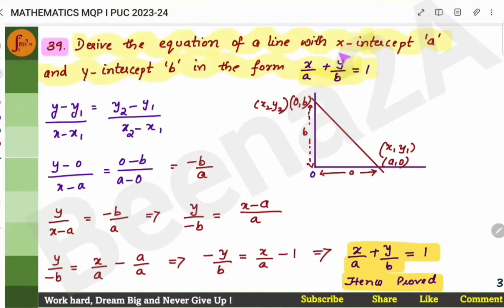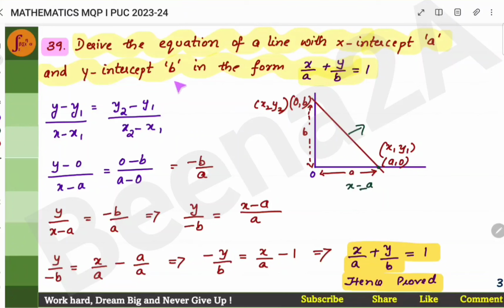Derive the equation of a line with x-intercept as A and y-intercept as B in the form x by A plus y by B is equal to 1. So x-intercept means the line is cutting the x-axis at coordinate A. That is when the value of x is equal to A, this particular line is cutting this particular point, right?